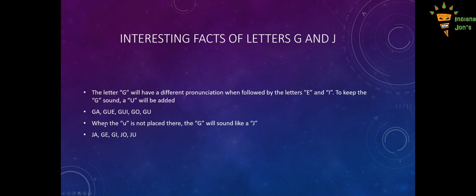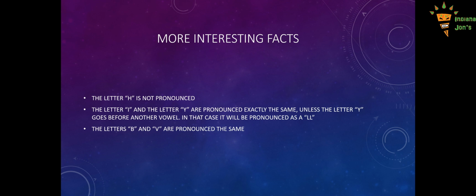When you don't add the U, when the U is not placed there, the letter G will sound like a J in Spanish. So ga, je, ji, jo, ju. It's very simple. Ga, ge, gi, go, gu. These are things that you will actually see in a lot of words, so it's gonna be very easy to remember as you are learning the language.